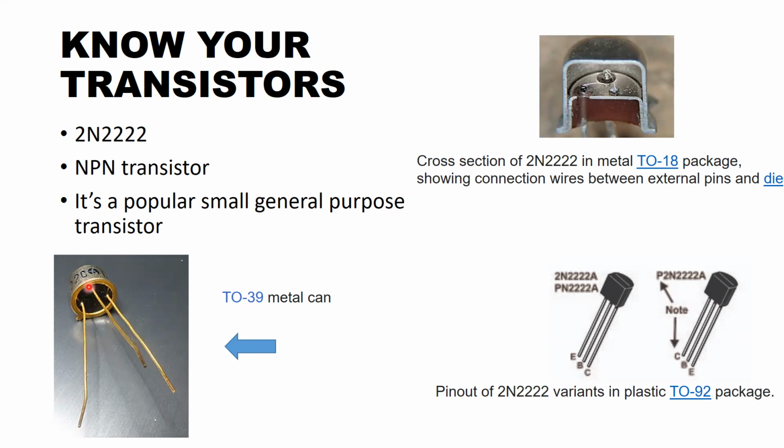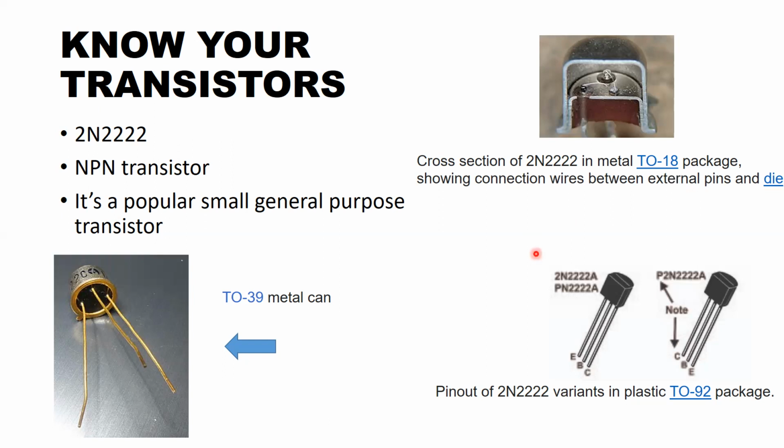If you open this metal can, here it shows the cross section of this transistor. Right here you see the silicon die, and these two are the pins after opening, and the small wires are shown from that silicon die to these two pins. So this is a cross section of the same transistor in the metal package TO18. This is TO39, so it's a little bit different one, but more or less it looks the same. And it shows the connection wires between external pins and the die.